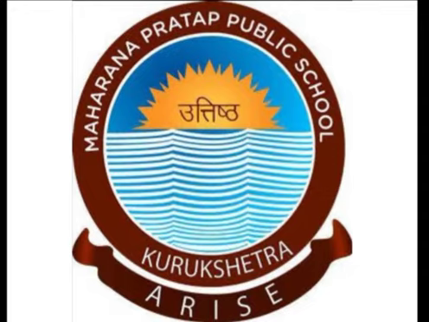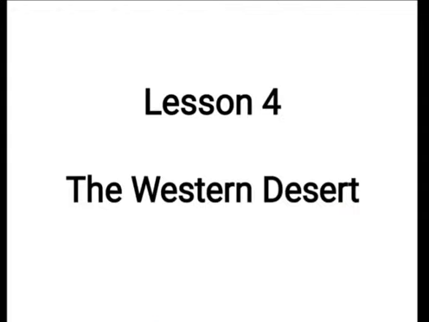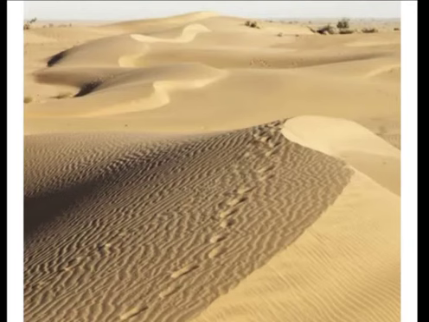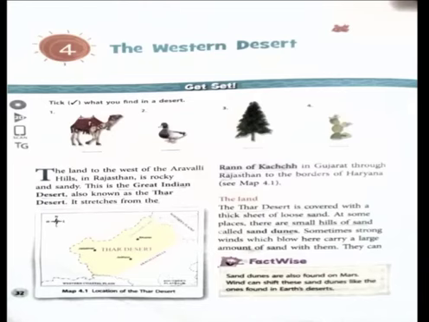Lesson 4, the Western Desert. Desert, as you all know, is a place full of sand. So let's start. First of all, we will do the exercise given on page number 32. We have to tick what you find in a desert. So students, we find camel and cactus in the desert area.